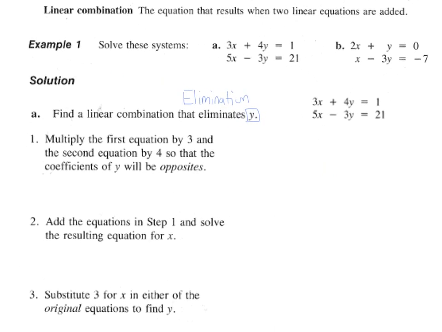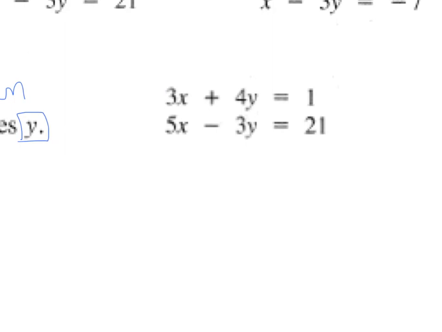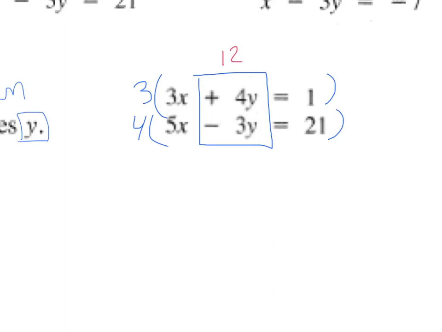The steps they give us are to eliminate y. We need to get y to be opposites. So if I look at 3x plus 4y equals 1, and then I've got negative 3y, I want those to be opposites. So I can multiply the first equation by 3 and the second equation by 4, and when I do that, I will get 12y on the top one and negative 12y on the bottom one. So that'll be opposites, and those can cancel. We'll add the two equations at that point.